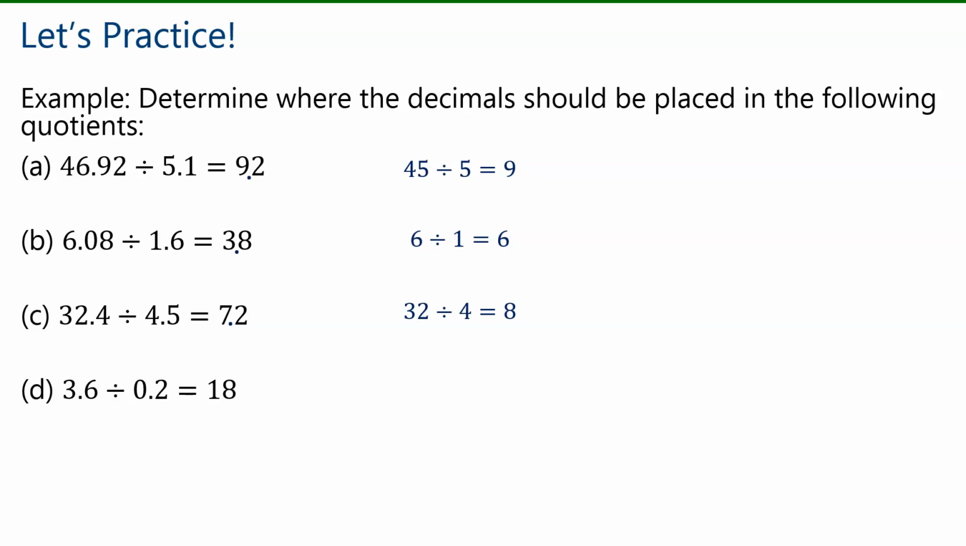Now for D, we have a similar situation as the last example where the divisor started with a 0. So I can't do 3 divided by 0. So instead, let's look at this. 3.6 divided by 0.2. If I multiply numerator and denominator by 10, that moves the decimal of each number one place to the right, giving us 36 over 2. Now when we divide that, we get 18. So my decimal can go just at the end, or doesn't need to go there at all, really.